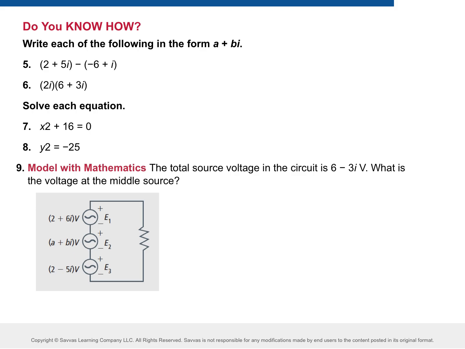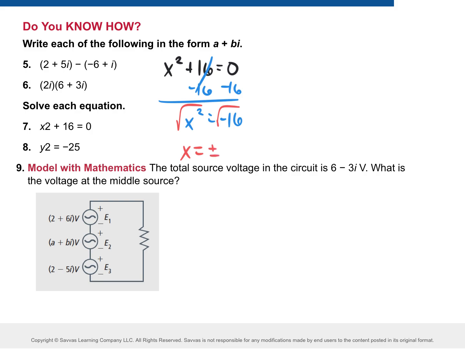Number 7 has x squared plus 16 equals 0. How do I solve this? Subtract 16. So we have x squared equals negative 16. How do I solve from here? Square root. So we get x equals positive and negative 4i.